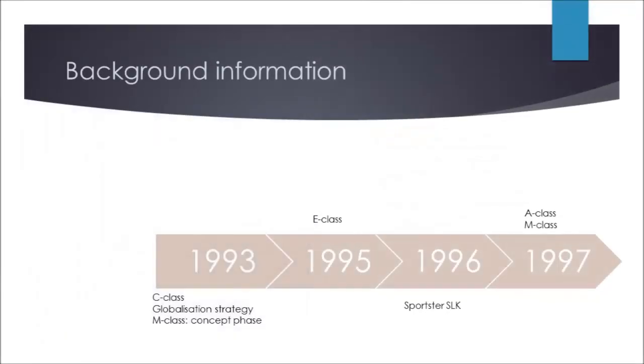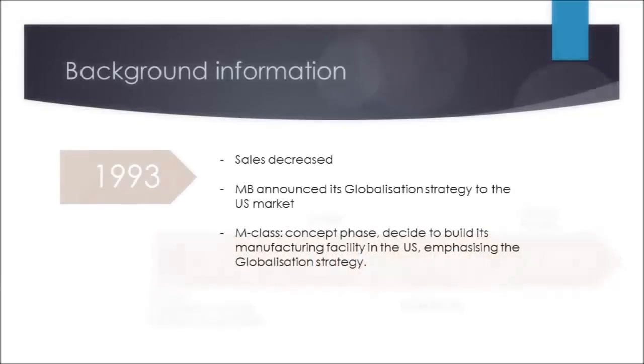The Mercedes-Benz M-Class has been produced since 1997. Its highly complex concept phase has started in 1993 though, prior to the release of the E-Class, the SLK Class and the A-Class. In 1993, Mercedes-Benz started its US expansion. Simultaneously, it has started its M-Class development project while deciding to develop a new manufacturing facility in the US.